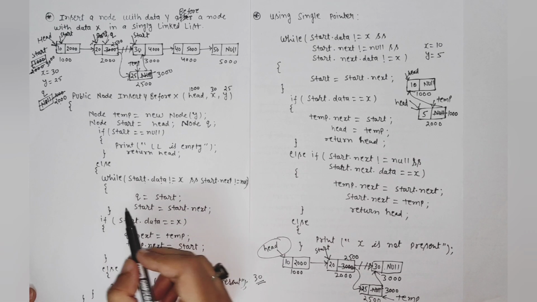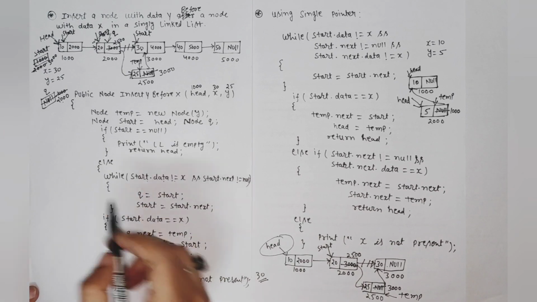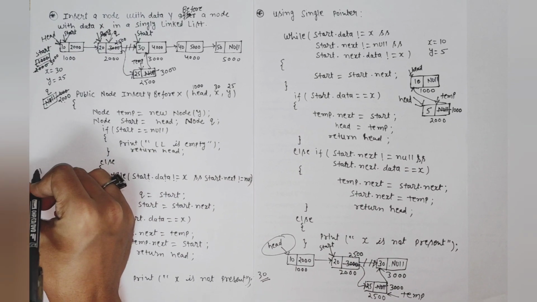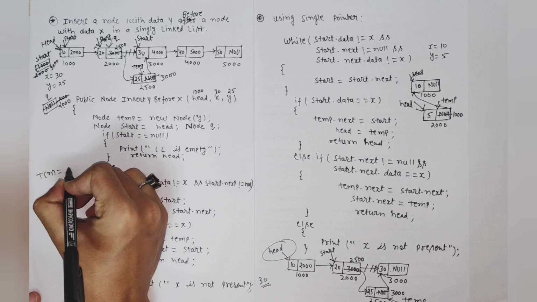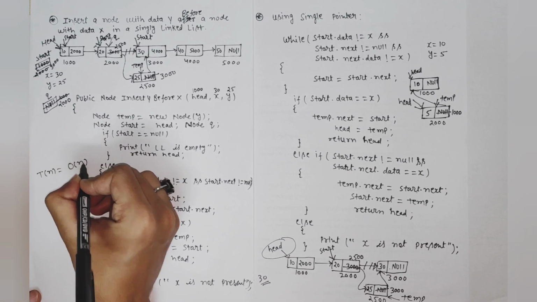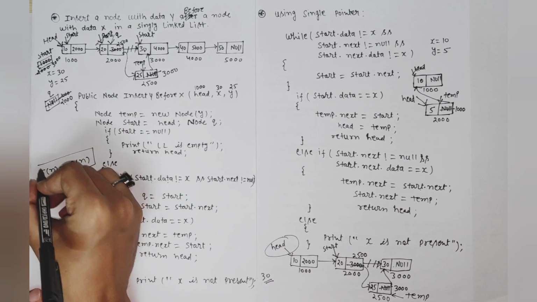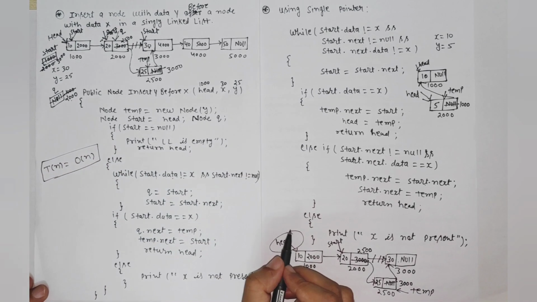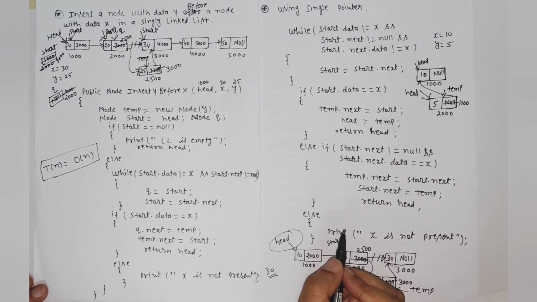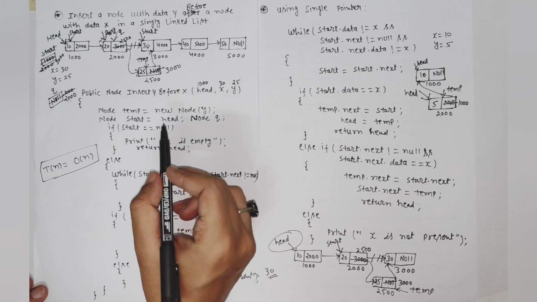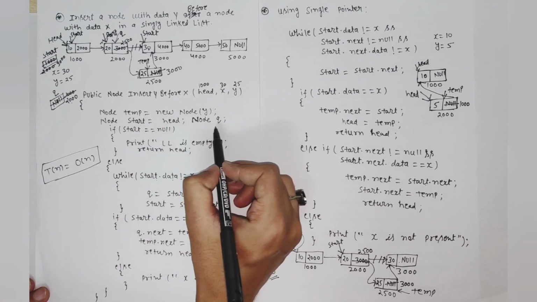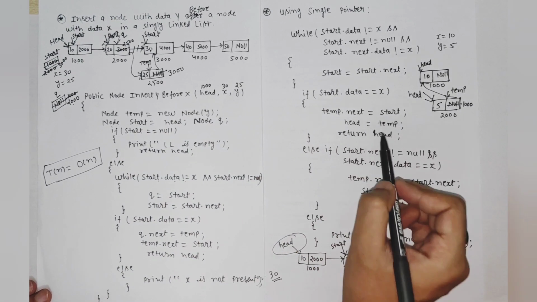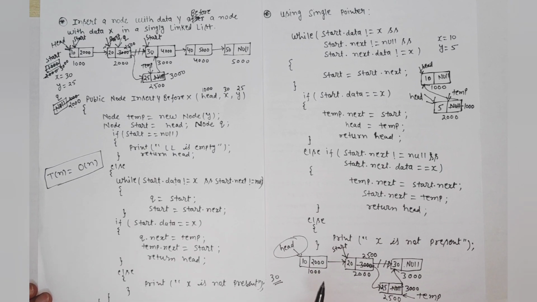Time complexity of both these programs is T of n equal to order of n in the worst case, because we need to traverse the whole linked list in the worst case. Here we are using 2 pointers, start and q, and in the second case we are using only 1 pointer.